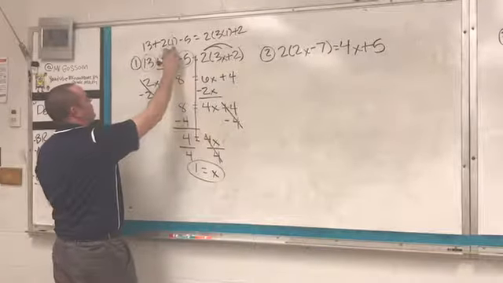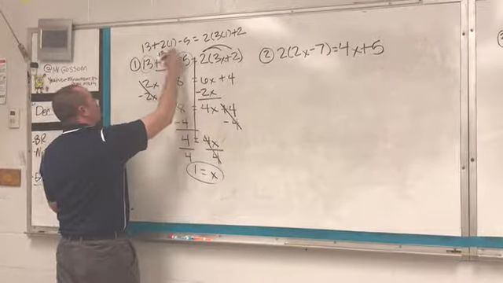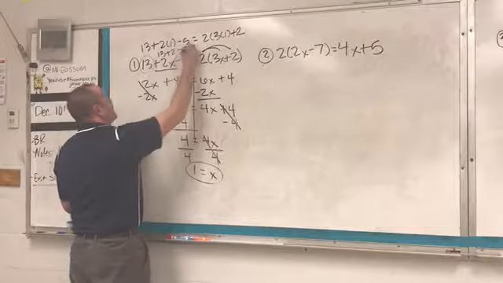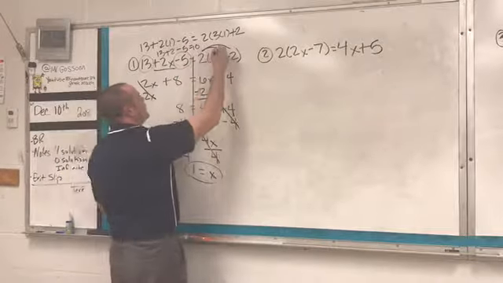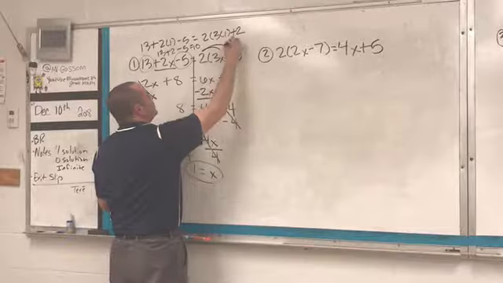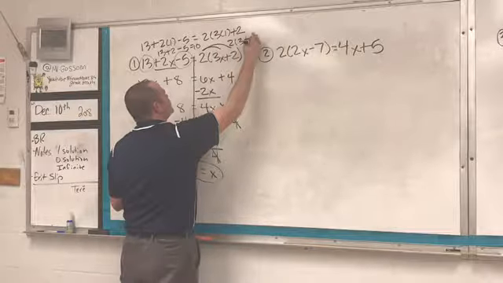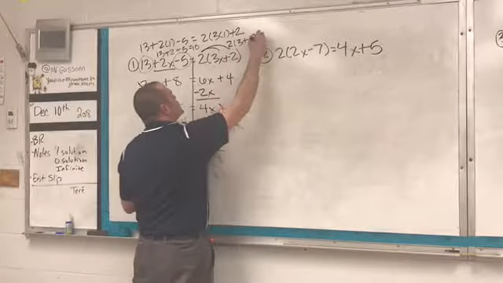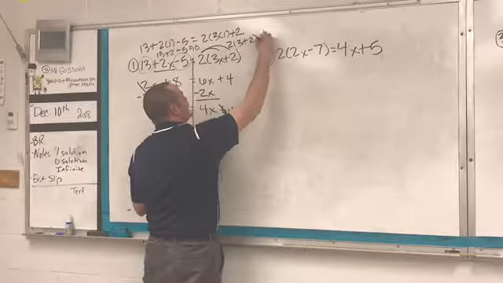So 2 times 1 is 2. So 13 plus 2 is 15. 15 minus 5 equals 10. And over here, 3 times 1 is 3. So 2 times 3 plus 2. 3 plus 2 is 5. 2 times 5 is 10.